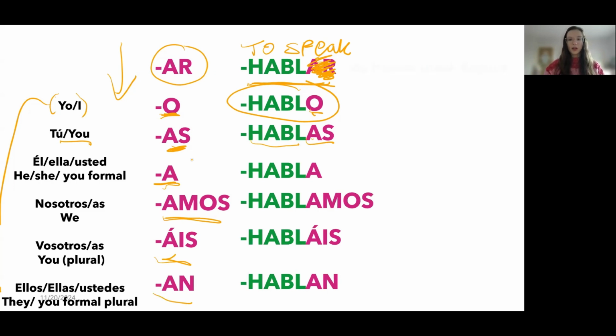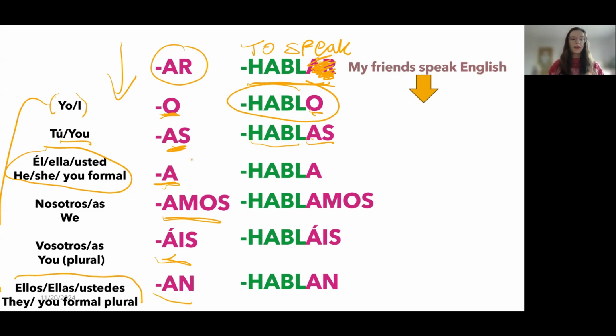Nice and simple. So how would we say my friends speak English? So my friends would be mis amigos. So we know mis amigos, it's plural, it's my friends. So we cannot use he or she because that's just one person, it's singular. We have to use this form, the they, because it's my friends, they. So we'd say mis amigos hablan inglés. Easy, okay? You just use the conjugation for the they form, which is hablan.